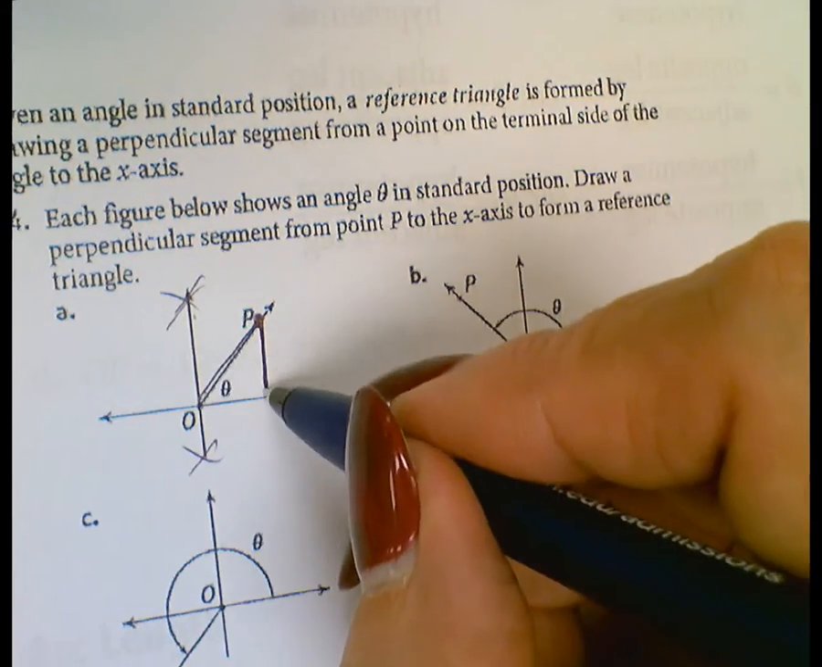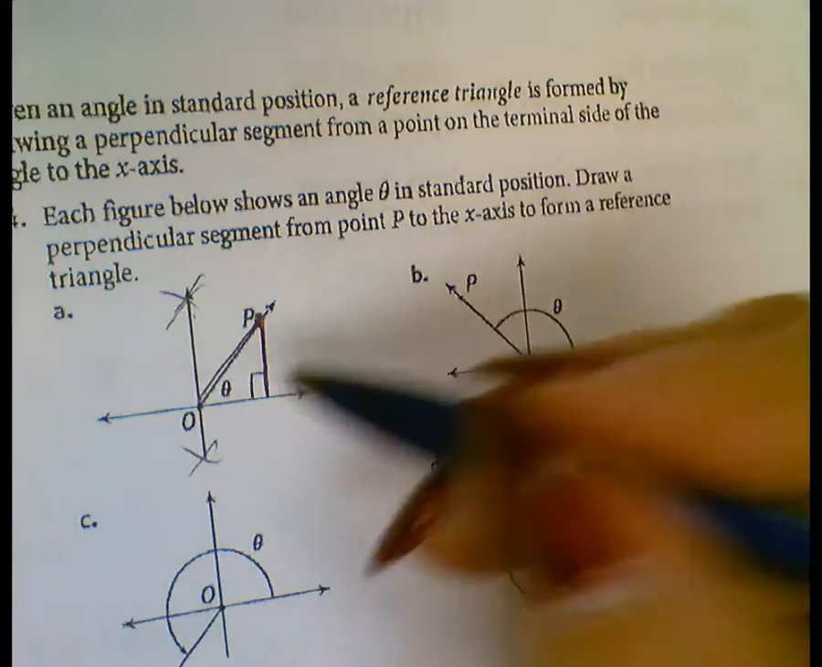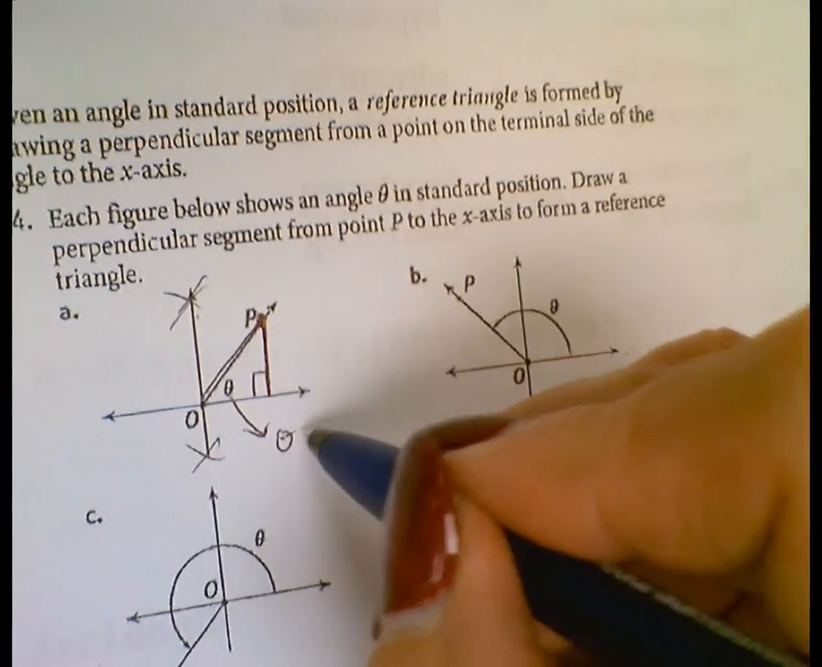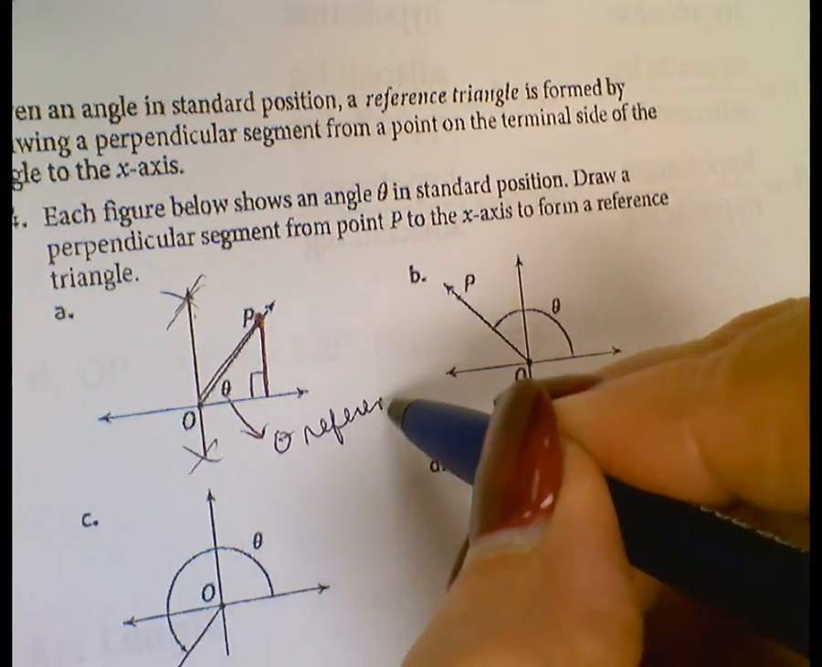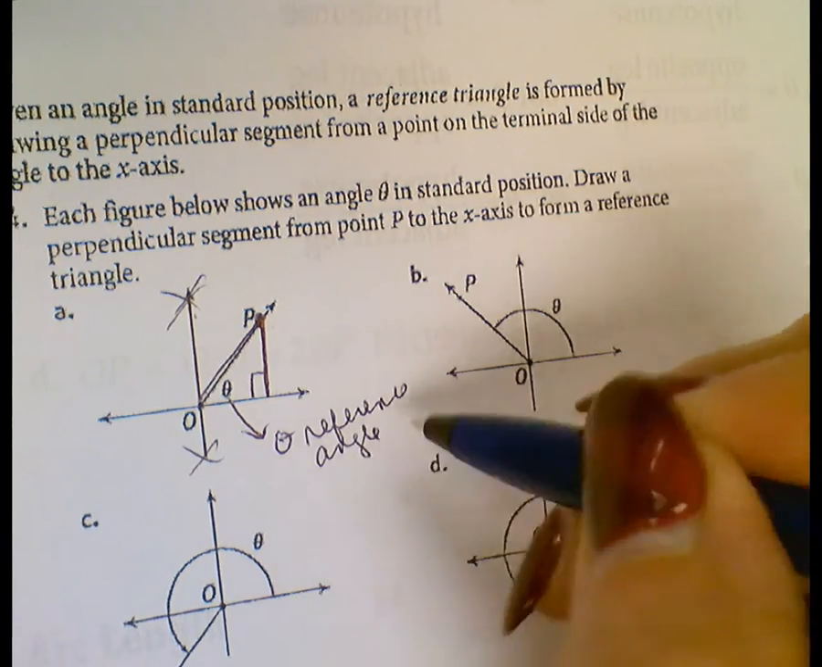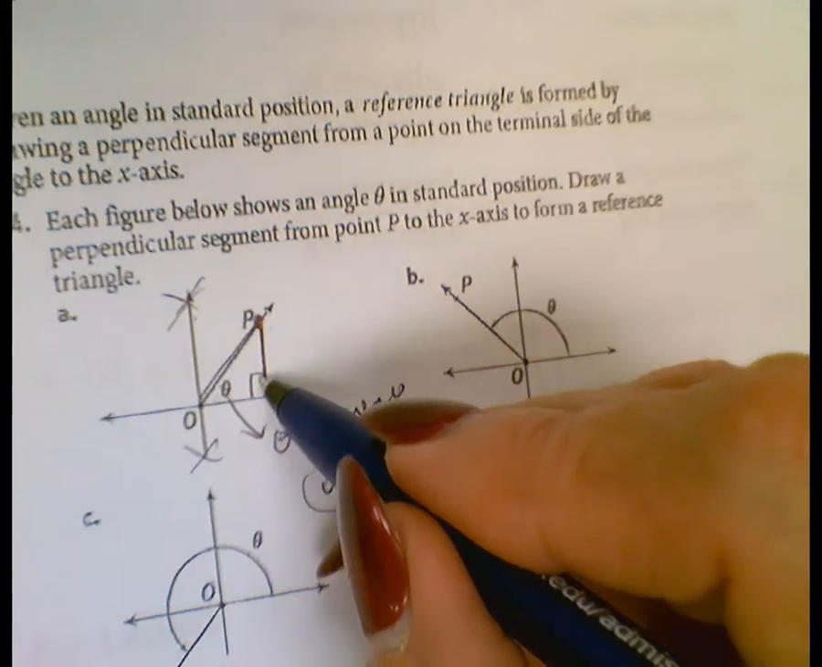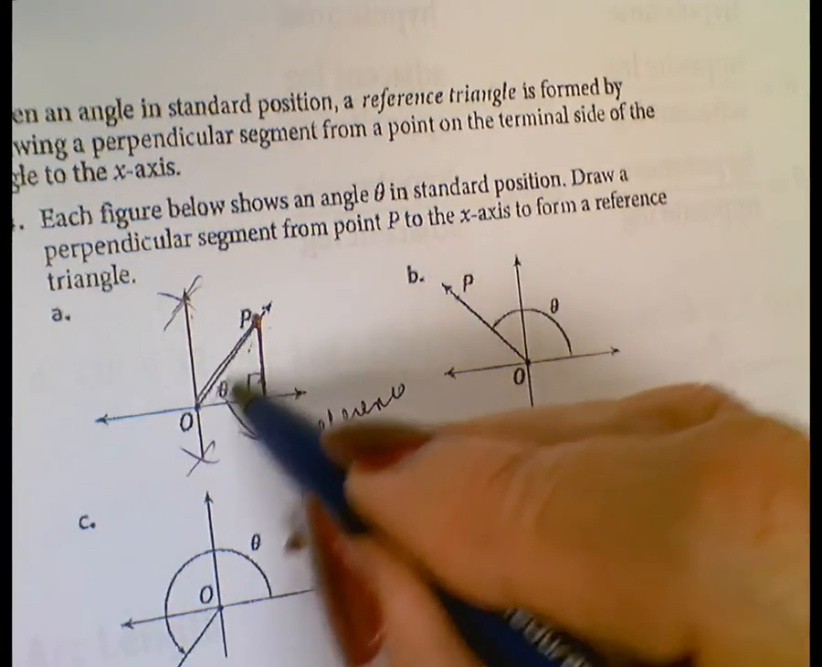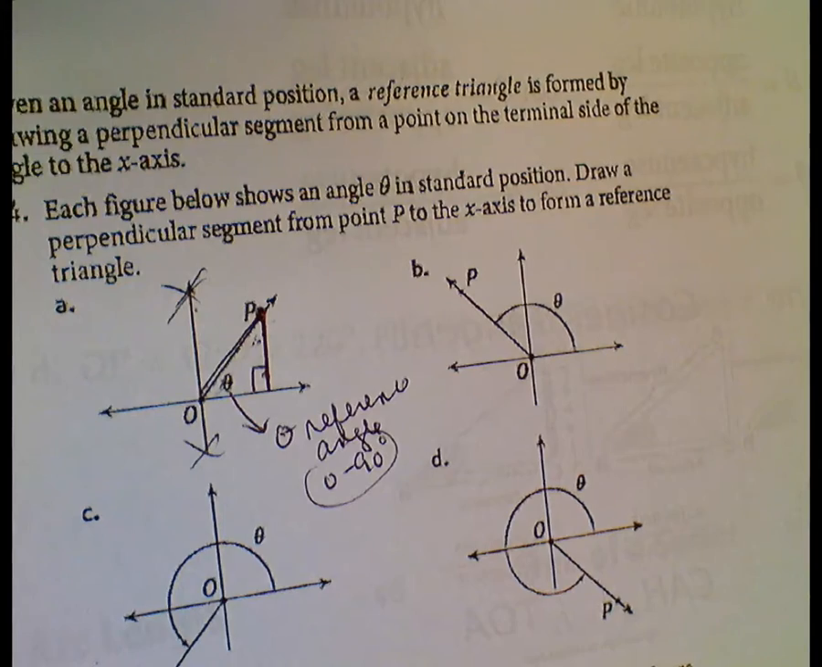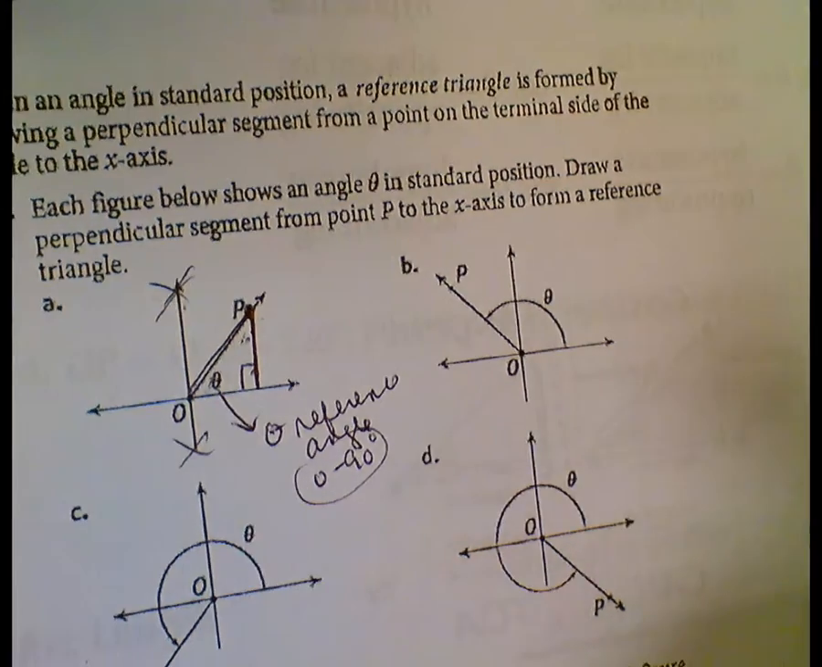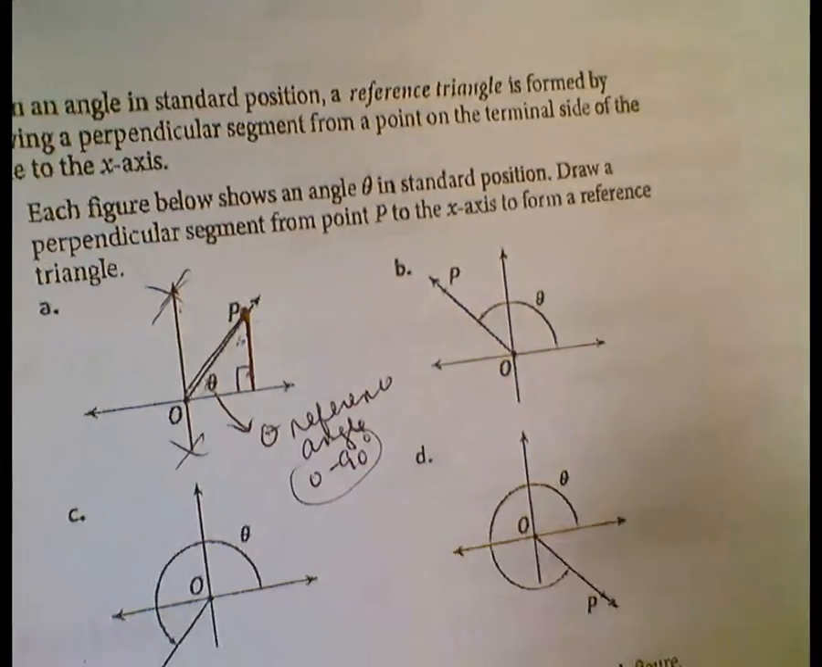So you draw a triangle, put a 90-degree angle in, and this theta right now is called the reference angle. And the reference angle is between 0 and 90 because it's in a right triangle. If that's 90, these two are smaller than 90 because they're complementary. So that angle is between 0 and 90. It's called a reference angle because this is a reference triangle.